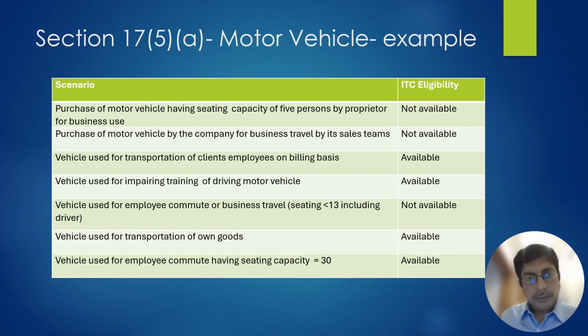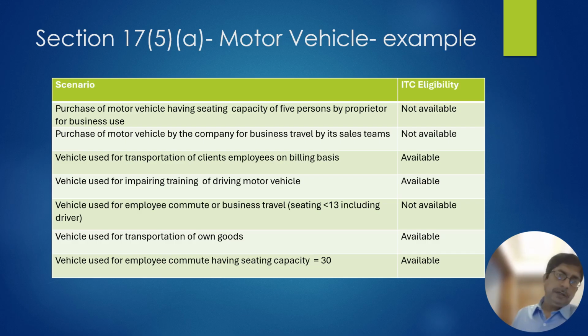Where a motor vehicle is purchased and used for the purpose of transportation of own employees, having a seating capacity less than 13, GST credit is not available. Why? Because it is used for transportation of own employees, where that motor vehicle is having the seating capacity less than 13. Therefore, the GST credit is not available.